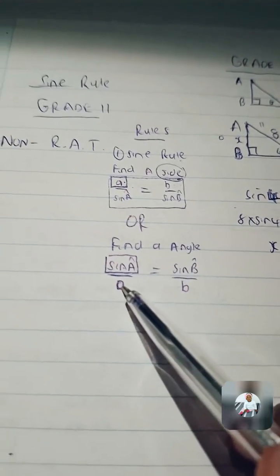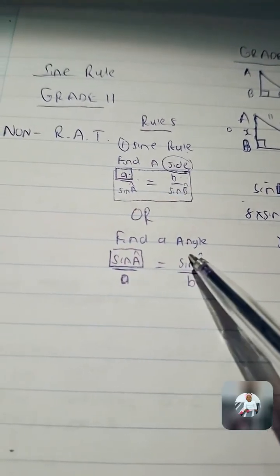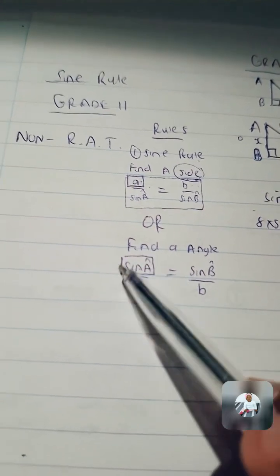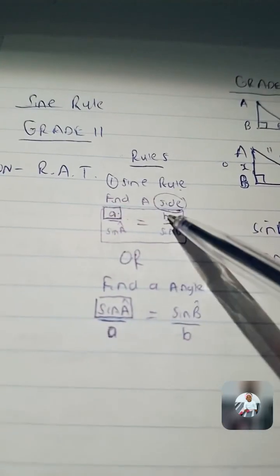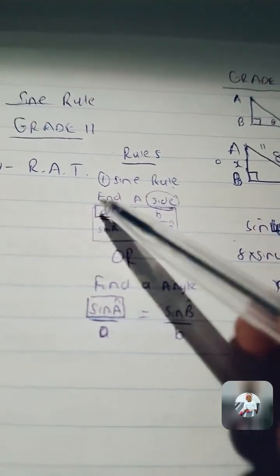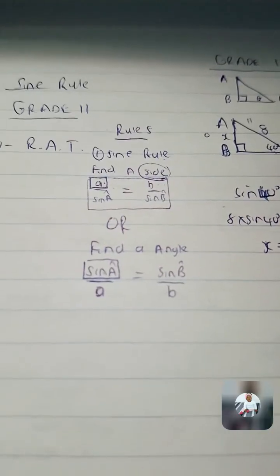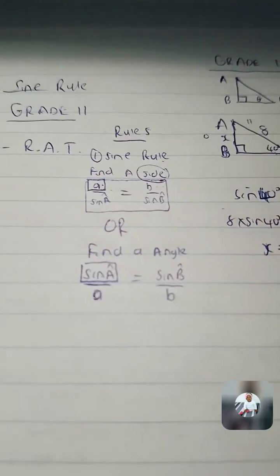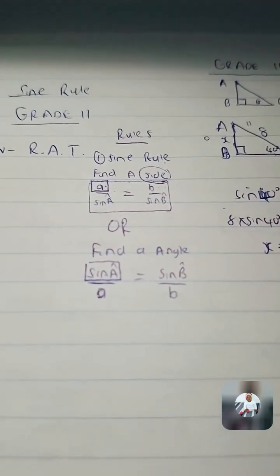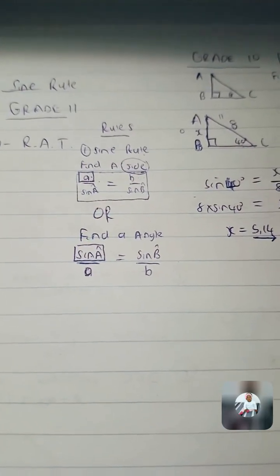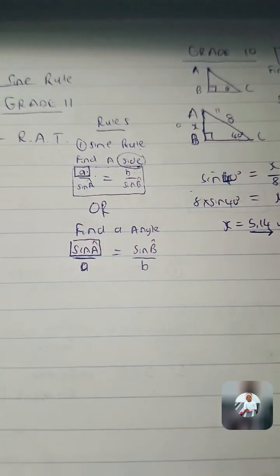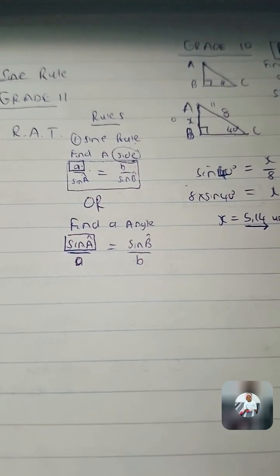All you do when you are solving, you just cross multiply. And then the subject you are looking for is isolated. Voila. Sine A over A is equal to sine B over B. We are looking for an angle with that.